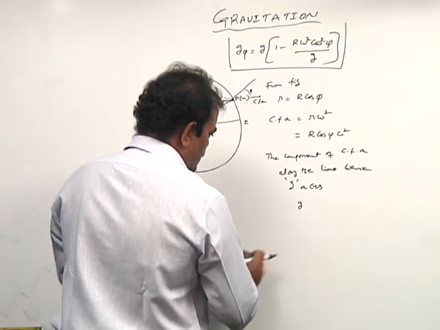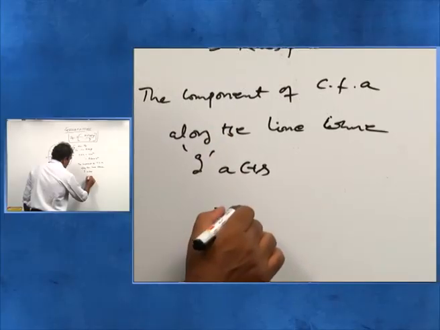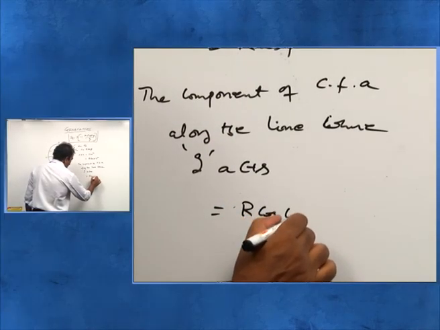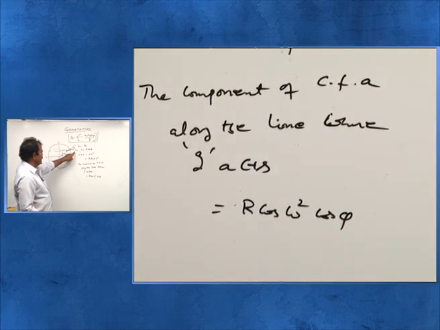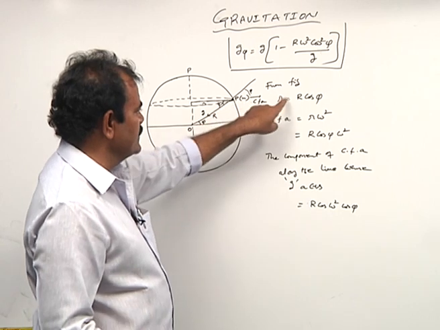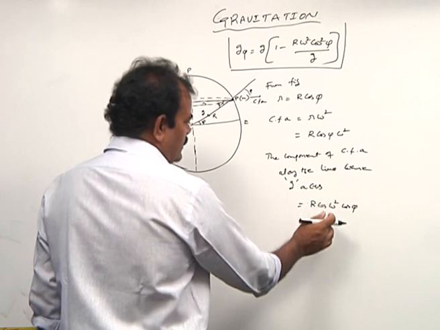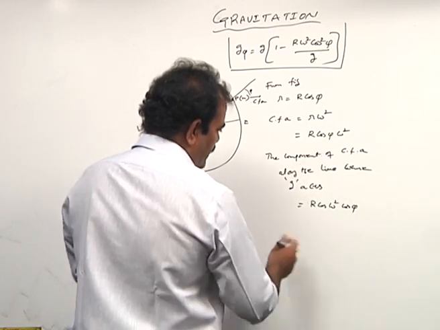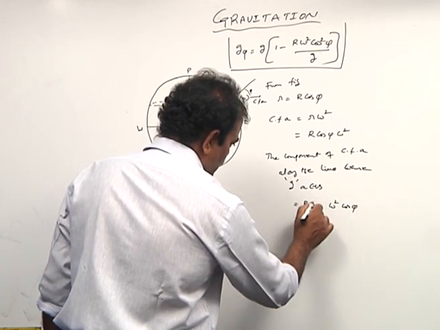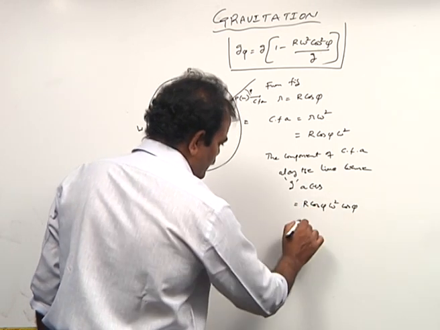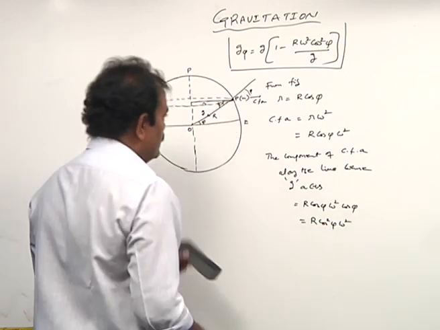So that's why it is r omega square, the component is nothing but r cos phi omega square, because this is the centrifugal acceleration acting along this line, and the component means it will be r cos phi omega square, and again that cos phi is also there, so that becomes r cos square phi omega square.